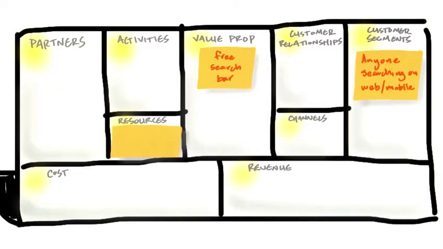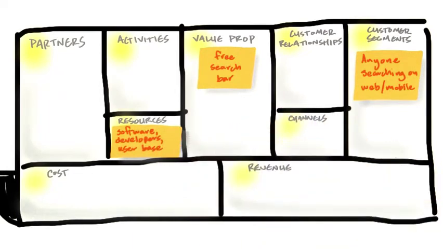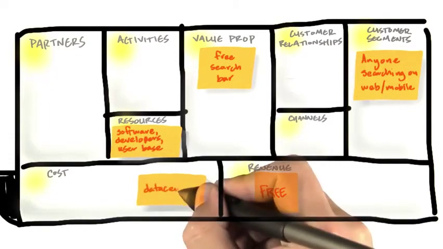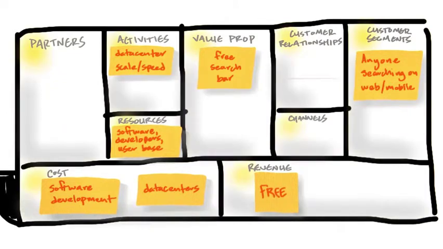And what are the key resources? Well, they need software and software developers and an installed user base. But the key idea is this product is free. And if you think about the cost structure for this, it requires massive data centers and software development, and key activities are data center scale and speed. But the key idea is the revenue model is free. But Google and Google Search is one of the most profitable businesses on the face of the earth.